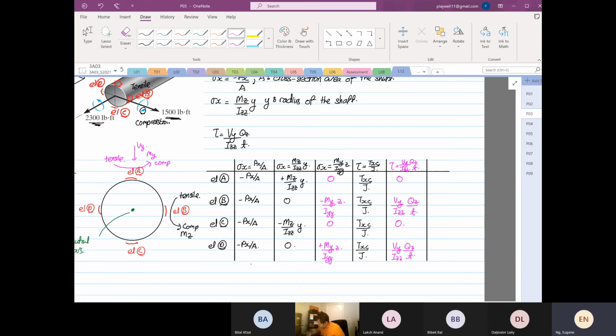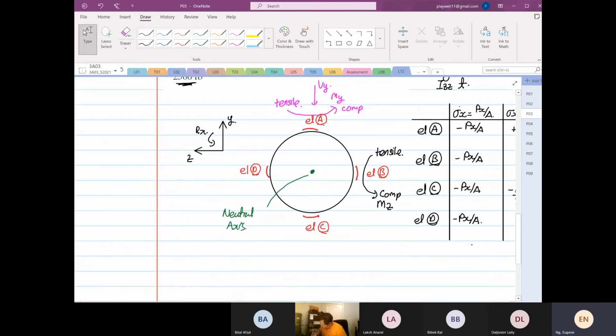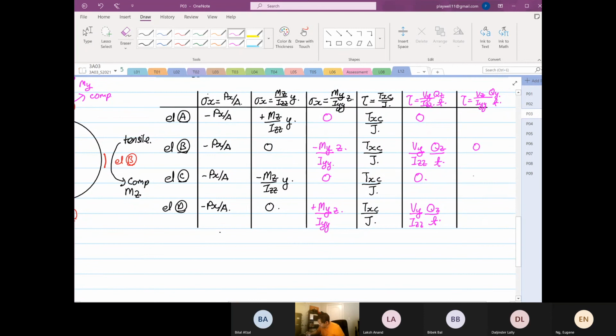Again, these are not there, but I'm just trying to see what if we have stresses or forces in the z direction. Okay, so Iyy, Qy divided by t. So now we have a Vz. If we have a Vz, B and D will be equal to 0. However, over here we have our Vz over Iyy, Qy over t, and the same thing over here, Vz over Iyy, Qy over t.